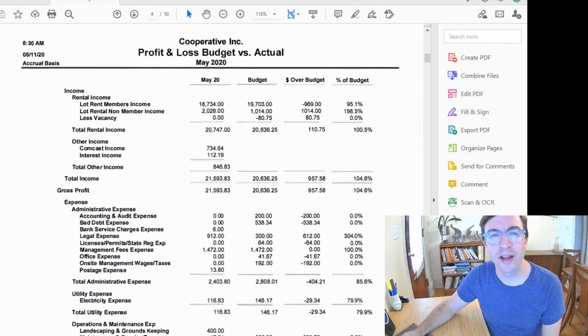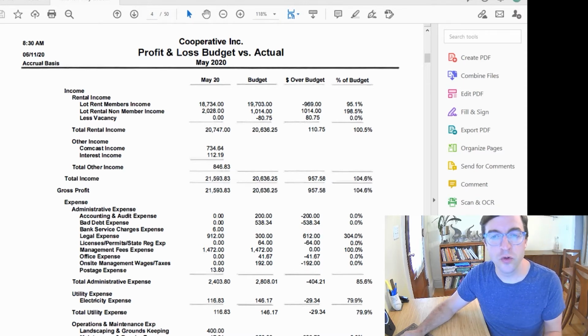Okay, here we are back at the profit and loss budget versus actual report. The next thing you'll want to know how to do and keep an eye out for, and that you can pull off of this report, is information on your co-op's vacancy budget. The vacancy budget exists to avoid getting into a situation similar to what I described at the beginning of the video, where a vacancy suddenly popping up in your community leads to an unexpected lot rent increase for everyone else.